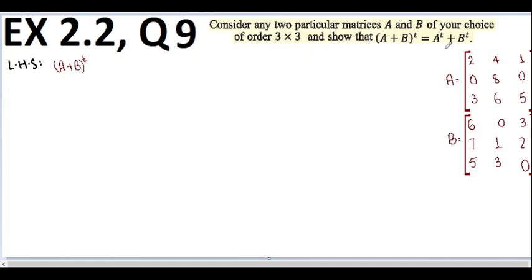You can do it all by yourself and just see the method which I'm using and do it by yourself, with your choice of matrices of order 3 cross 3. So this is the only condition you are given for the choice of your matrices, that you have to choose a matrix of order 3 cross 3. So there should be 3 rows and 3 columns, and show that (A + B) transpose equals A transpose plus B transpose. So what is (A + B) transpose?